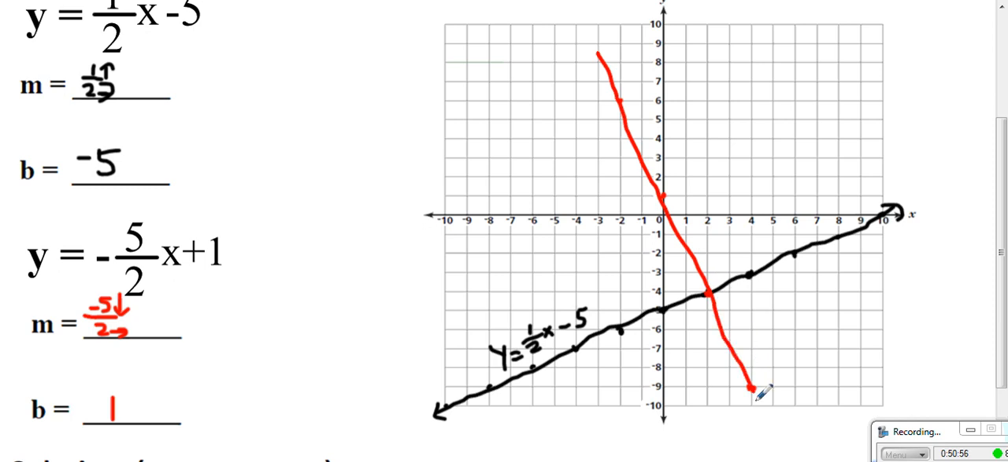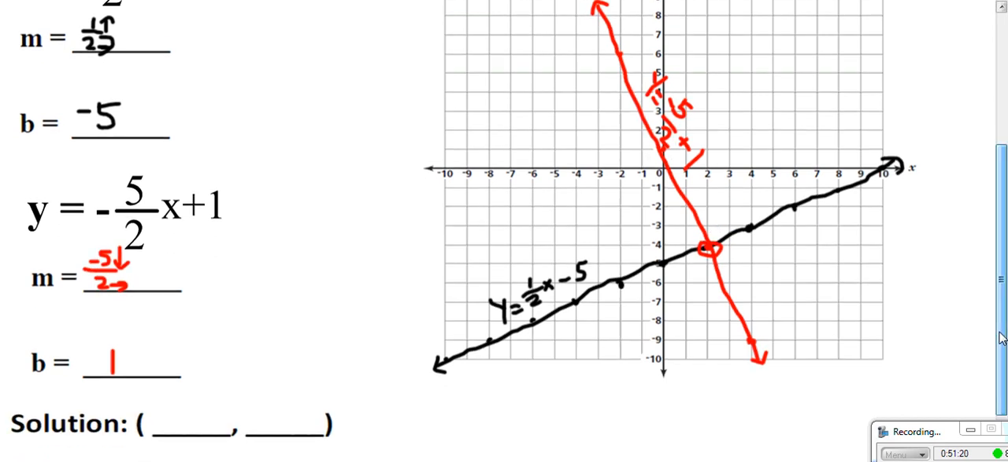Connect the dots. Always like connecting the dots. Put the arrows. And then try to write this: negative 5/2 x plus 1. So there it is. There's your solution. So let's go put that down, because that's the answer. So it's 2 to the right, which is the x-axis, and down 4, which is negative 4. And that's the solution. That's the test.